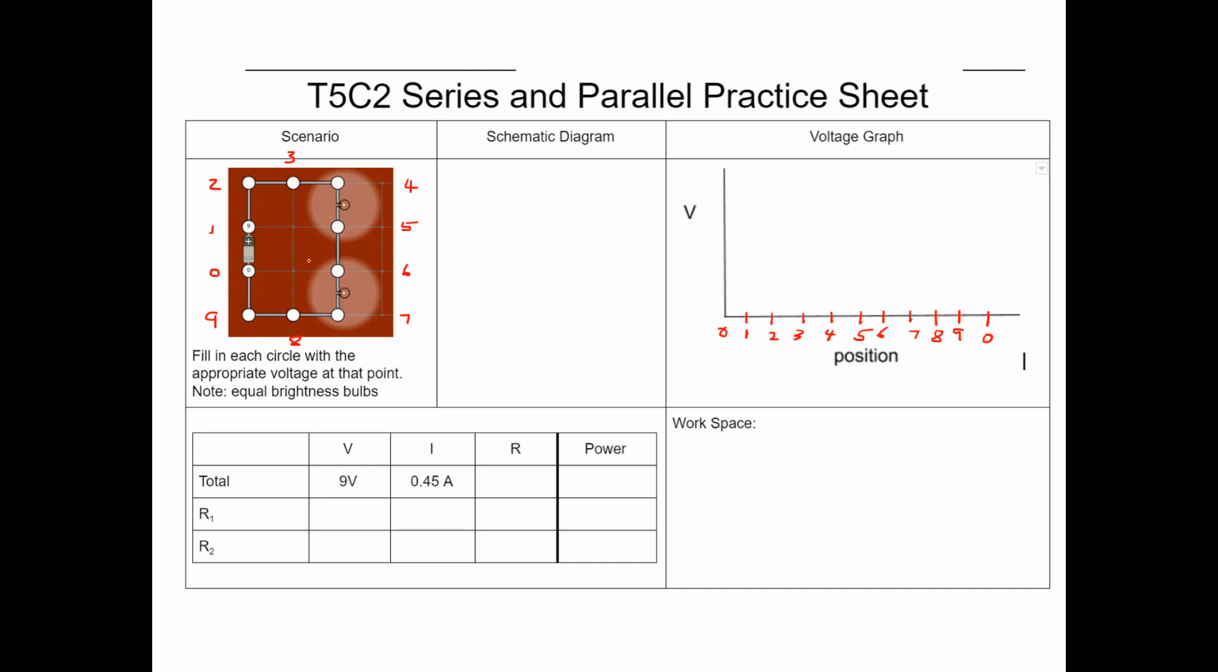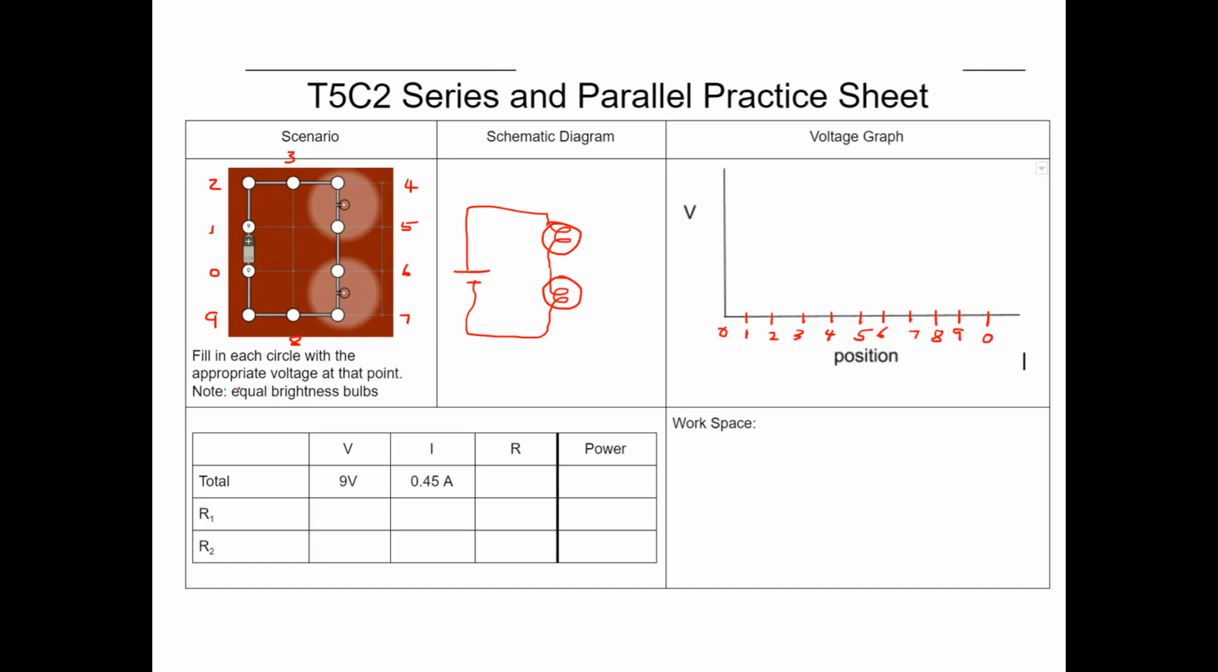Schematic diagram. Okay, so I have a battery. I'll draw my symbol for a battery. I have wires around to a light bulb, and then a wire goes to my next light bulb, and then back around to the battery. Complete this. I'll put a value here and a value here.